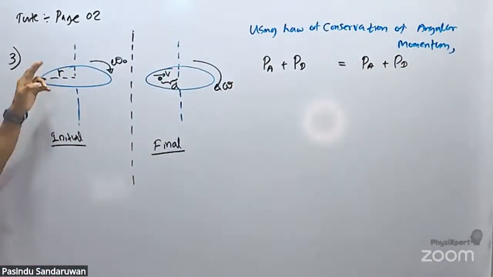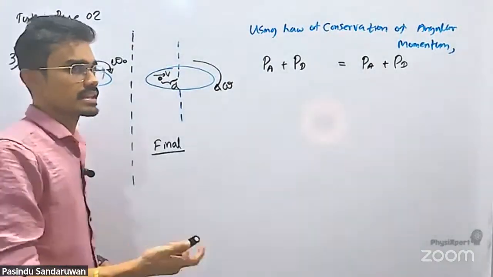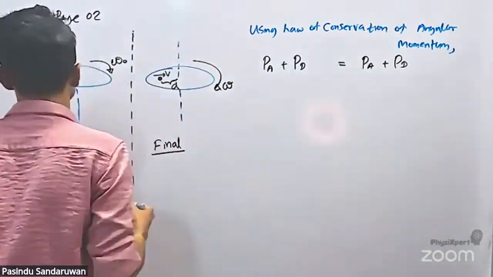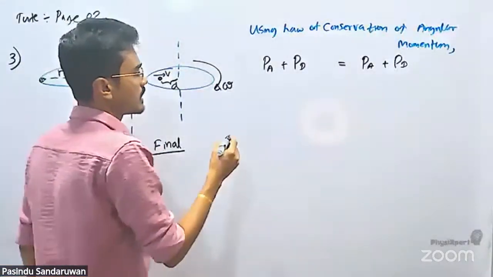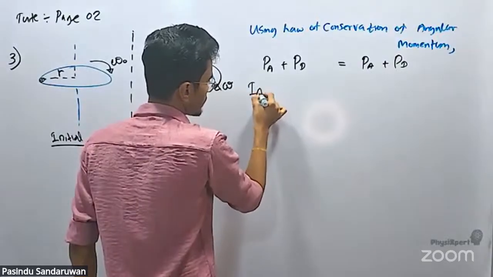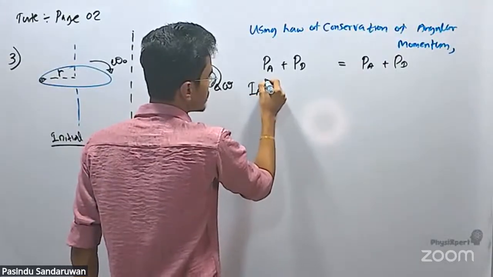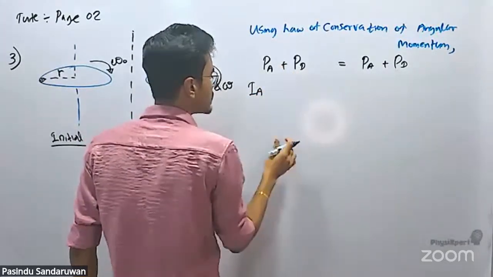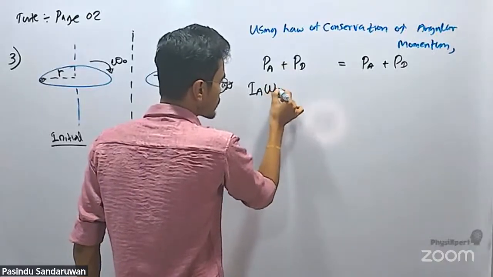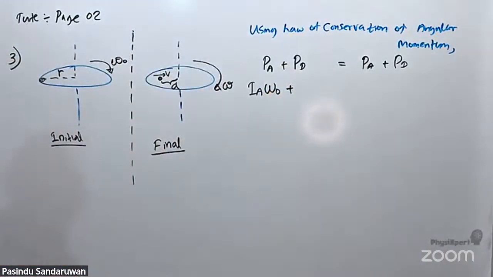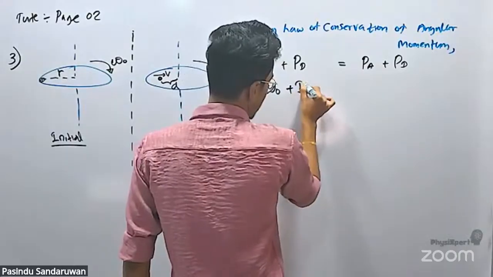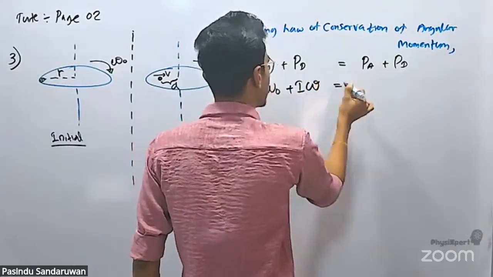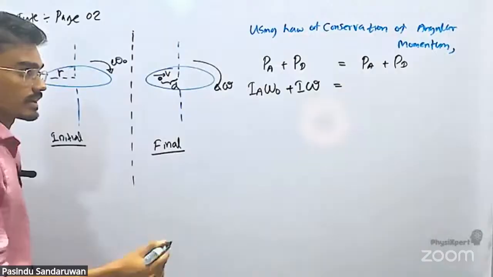For the ant, this is an external axis, right? Then let's consider the moment of inertia of the ant at this point as IA. So IA omega naught plus PD. Fine. Angular momentum of the disk: moment of inertia of the disk is given as I, angular velocity is omega naught. So that is I omega naught.